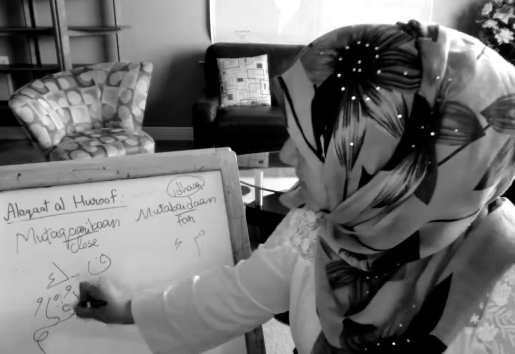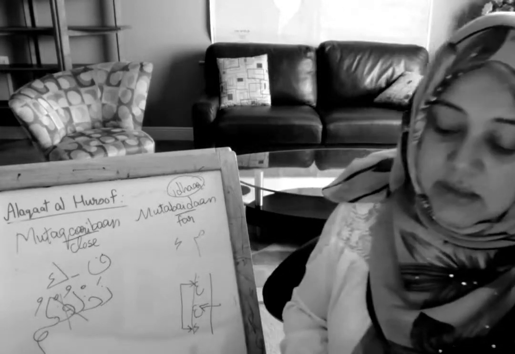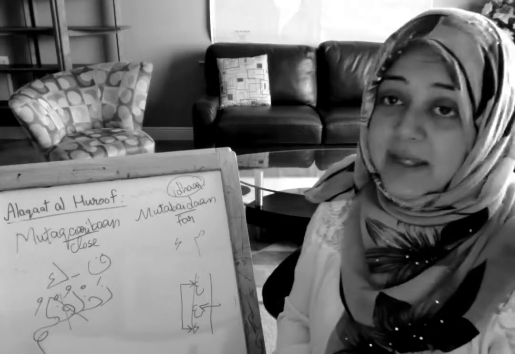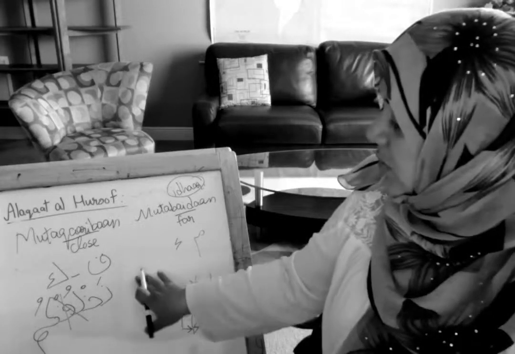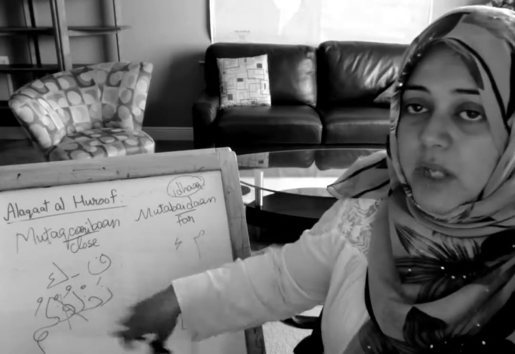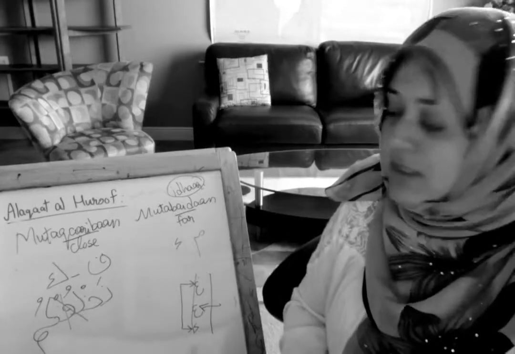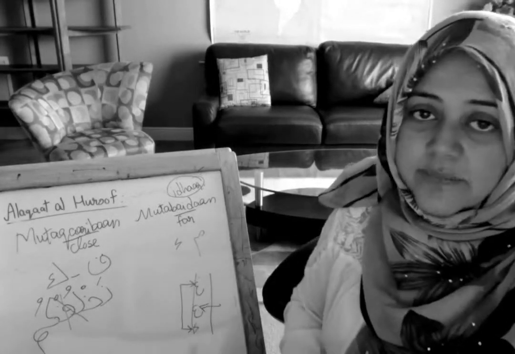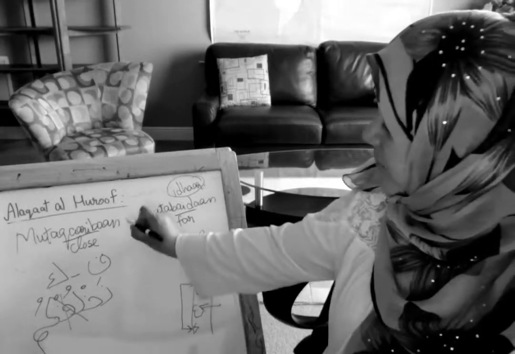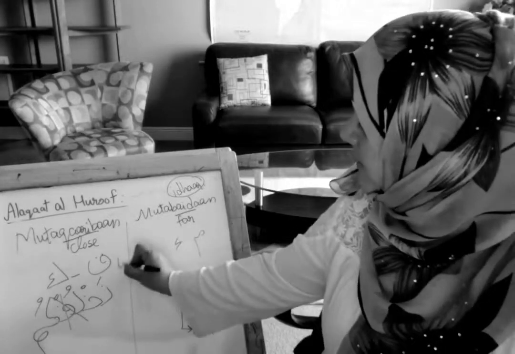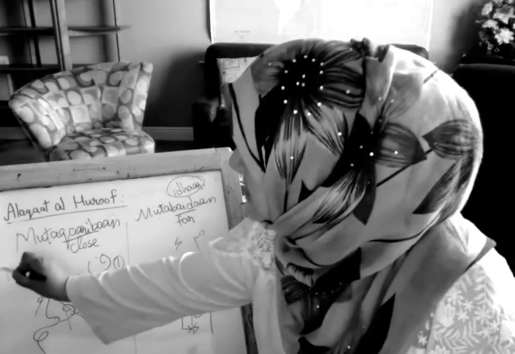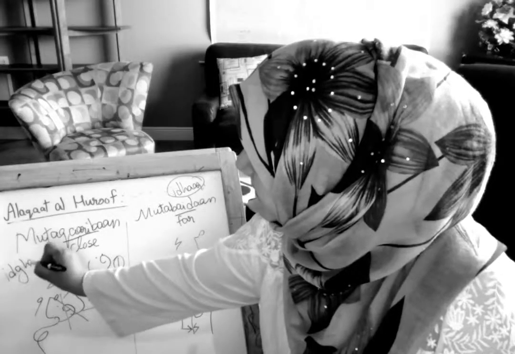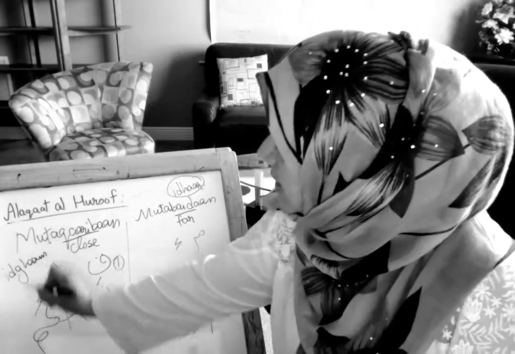You're going to drop it and you're going to do إدغام كامل, just like in متجانسان. So, نخلقكم. You're not going to pronounce the qaf at all. That is the first case of متقاربان. It is idgham. In this case, you have idgham كامل.